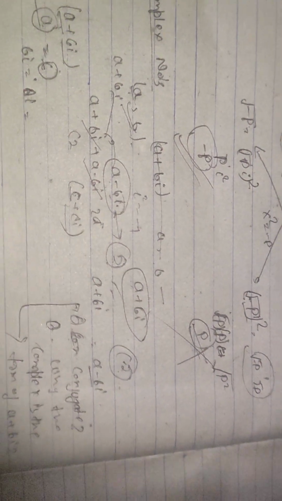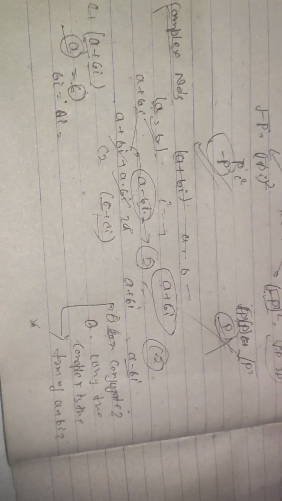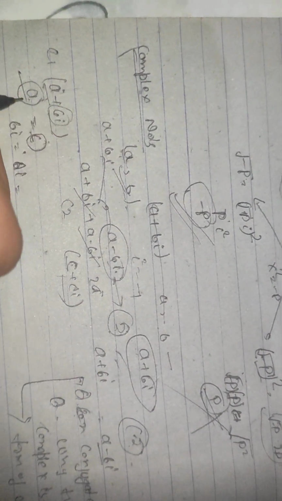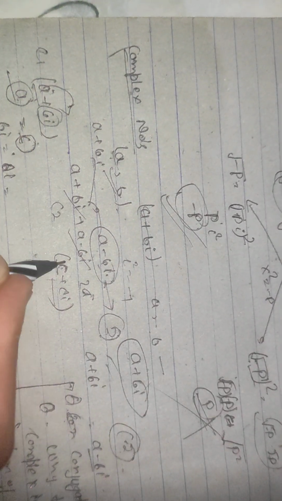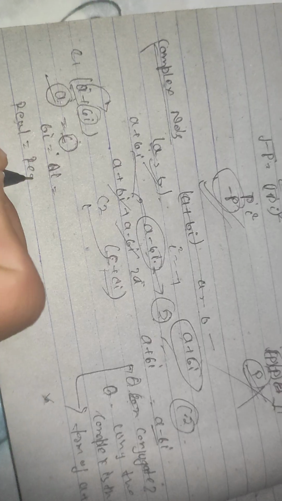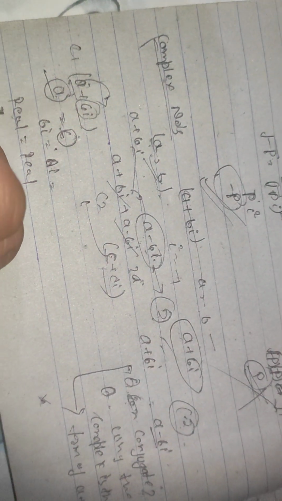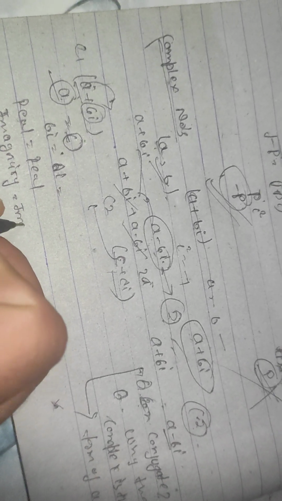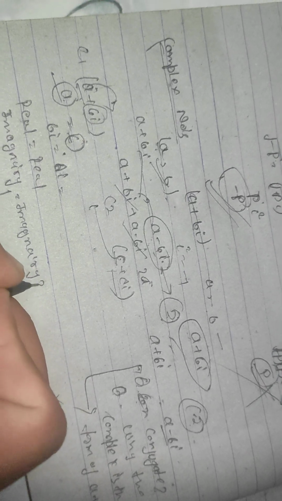Then to say that this and this are equal, there is no difference. This is the face and this is the body. So the real part of the complex number is equal to the real part, and the imaginary part of 1 is equal to the imaginary part of 2. Not square, this is 2.